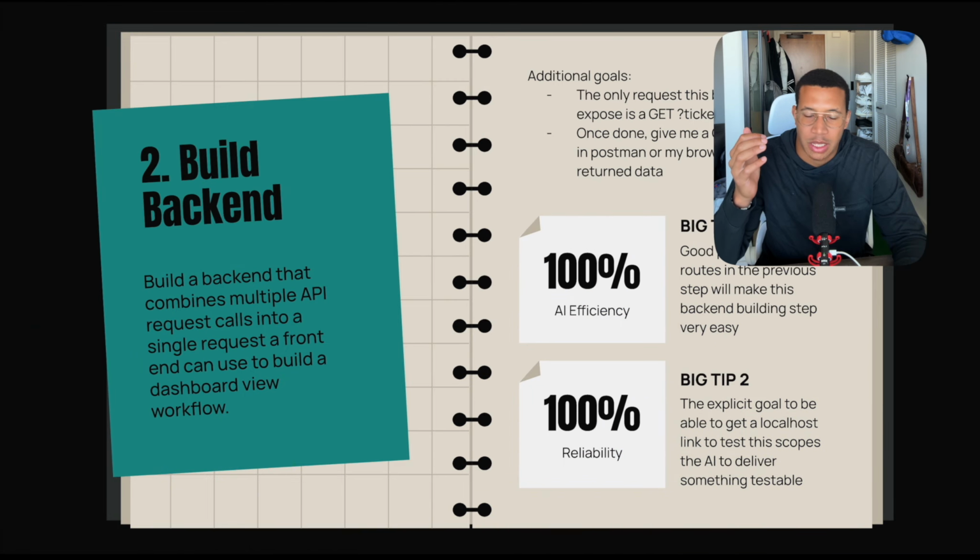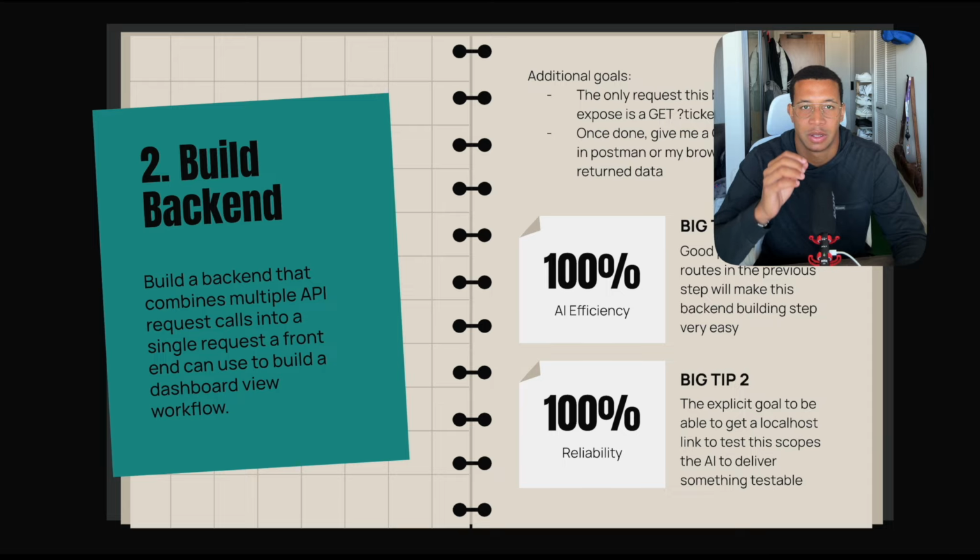All right, so for building the backend now, all we really need to do is build something that can combine those multiple API request calls into a single request that a front end will be able to use, to build a dashboard view and so on. The real main goal for the server that we build, a Python FastAPI server for example, is that it should expose a single GET endpoint where you provide the ticker, and that's it.